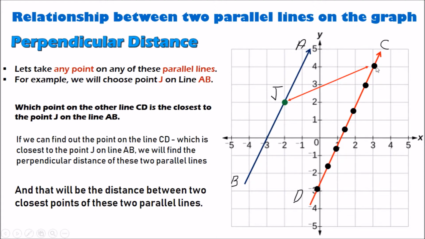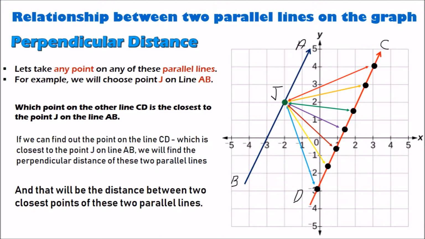For example, is it this point? Is it this point? Or is it any of these points mentioned on the graph? Which one of these points on line CD is the closest to the point J on line AB? So if we could find out the point on line CD which is closest to point J on line AB, we will find out the perpendicular distance of these two parallel lines. Now, what is the relationship between closest point and perpendicular distance? Perpendicular distance is actually the closest distance between two points, and we will learn exactly why. So let's go further into this video.